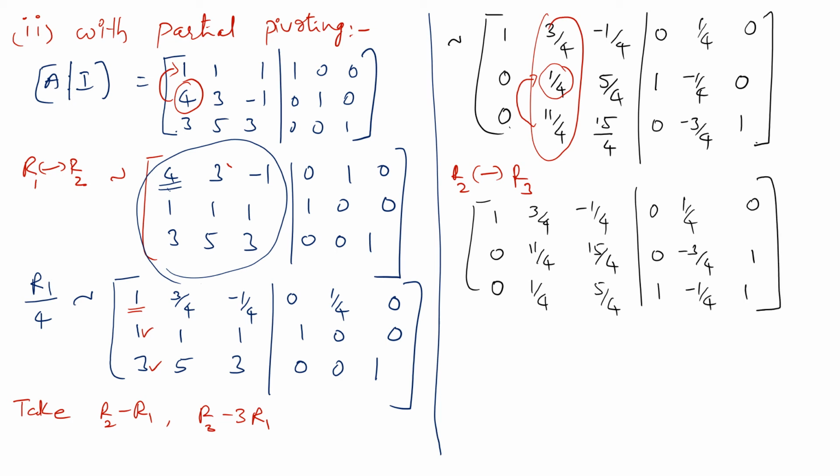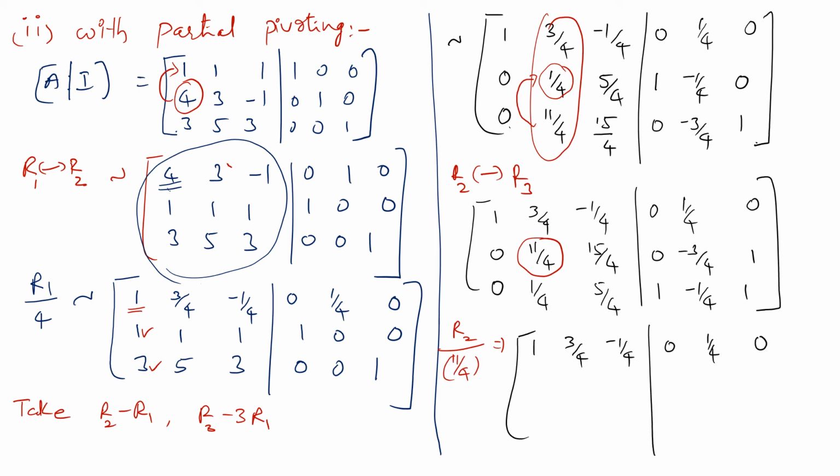Okay, now what is the pivot value? This 11 by 4 is the pivot value. So let us make this pivot value 1. For that, what is the next operation? R2 divided by 11 by 4. What does it give? 1, 3 by 4, minus 1 by 4, 0, 1 by 4, 0, and this is 0, this is 1.